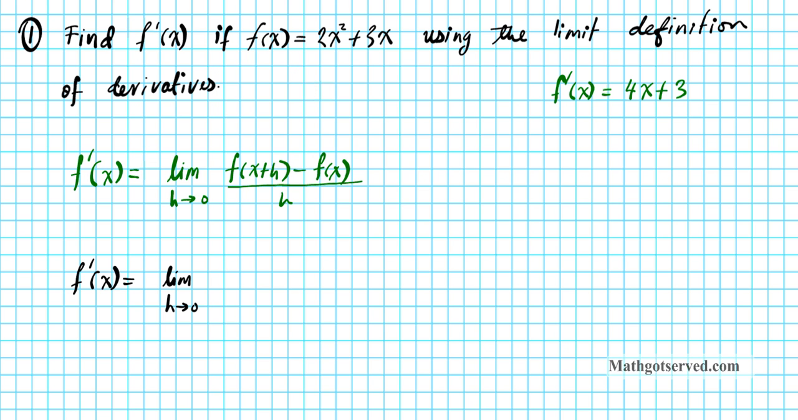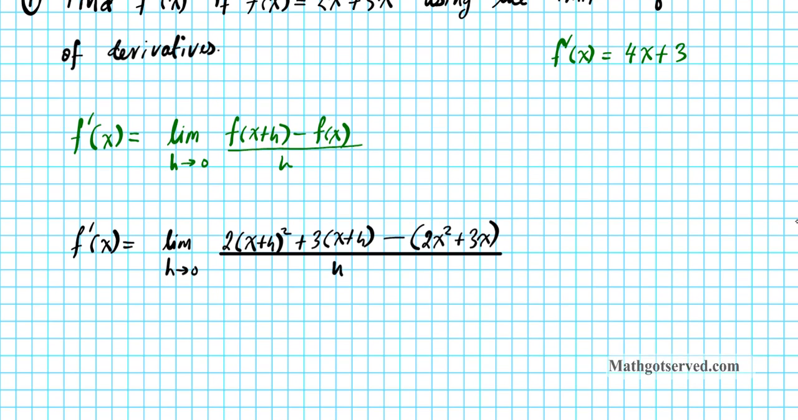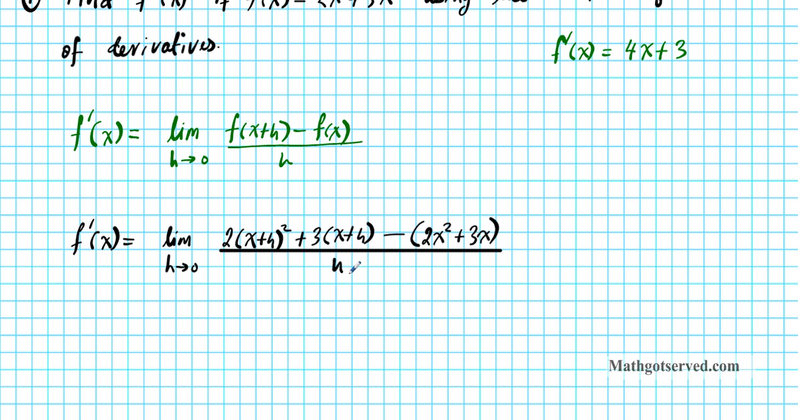Now, f of x plus h is what you get when you replace the x's in f of x with x plus h. So we're going to have 2 times x plus h quantity squared plus 3 times x plus h. This is f of x plus h minus f of x, which is going to be parenthesis 2x squared plus 3x. Okay, do not forget the parentheses when you have the minus here. That's a common mistake most students make, so keep that in mind. And that over h. We can clearly see that directly substituting h into this equation will be problematic because we'll be dividing by a zero value, which is undefined.